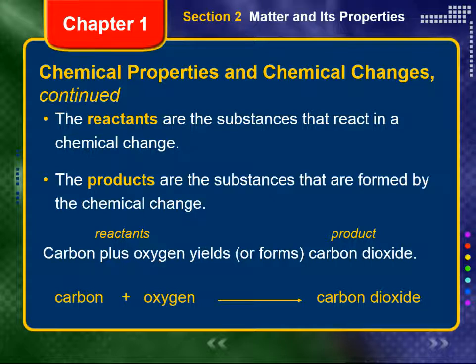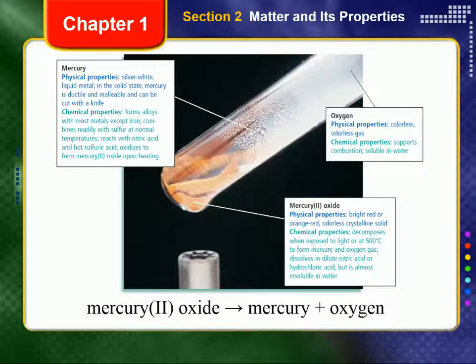The chemical change can be described as follows. Carbon plus oxygen yields or forms carbon dioxide. Arrows and plus signs can be substituted for the words yields and plus, respectively, as is shown at the bottom of the screen now. The decomposition of a mercury compound, shown in Figure 1-7 on page 14 of your text or on the screen now, can be expressed using the same arrows and plus signs, representing the words yields and plus.